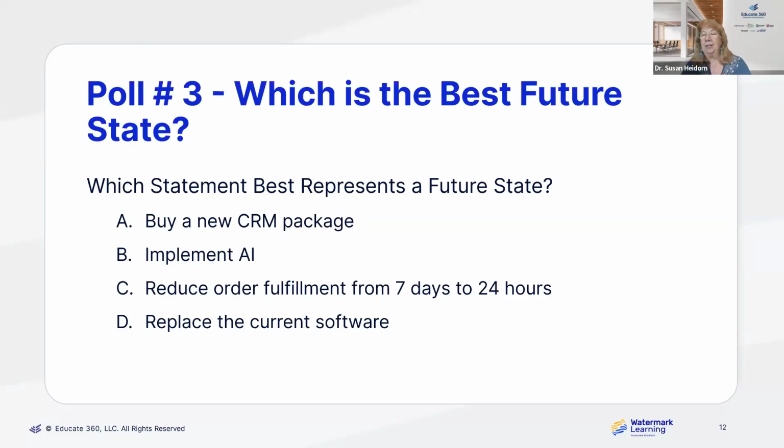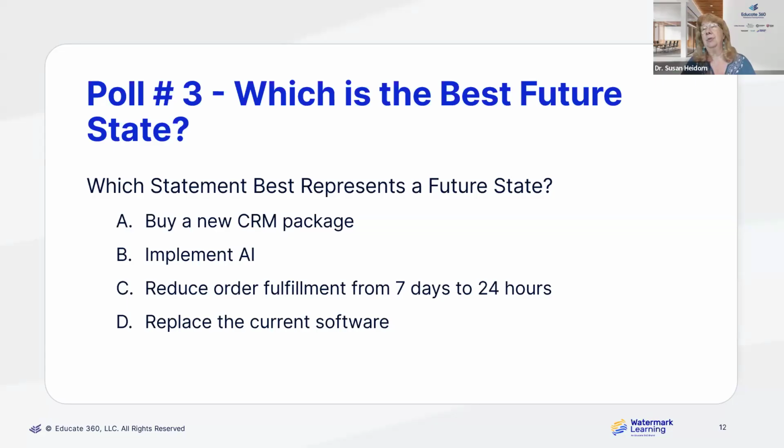Actually, and this kind of feeds into what I was saying, is that we often confuse future state with technology implementation. A new CRM package is technology implementation. Implement AI, same thing. Current software, what the really, because we said future state should be outcome based. It's really reduce order fulfillment from 7 days to 24. And there could be a whole lot of different things. We might even do a number of things.